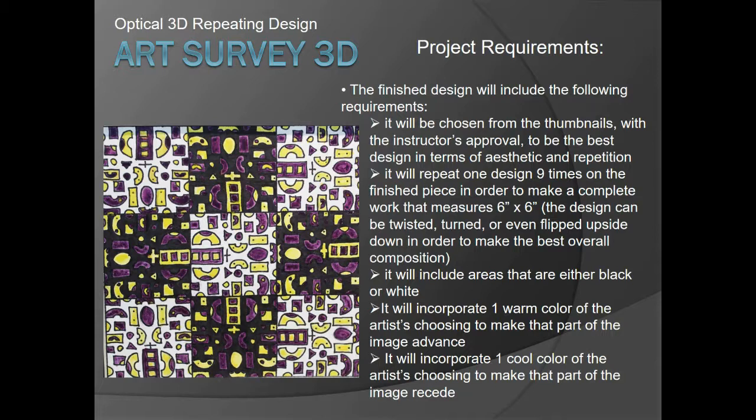You're going to choose your very favorite thumbnail sketch from those 4 different types of design that you have explored. We're going to repeat that on a final surface, twisting and turning it each time to create an interesting design overall. And then we're going to use one warm color and one cool color to create that illusion of depth. If you choose to do the cardboard sculpture, you'll create a layered design from one of your thumbnail sketches, and you'll paint that to give it the illusion of depth using one warm color and one cool color.